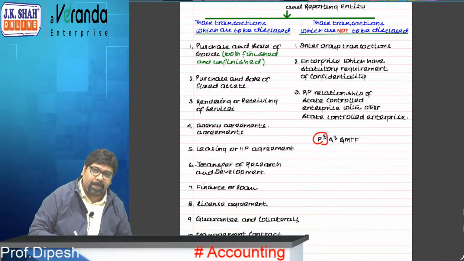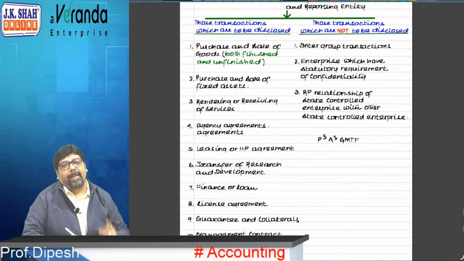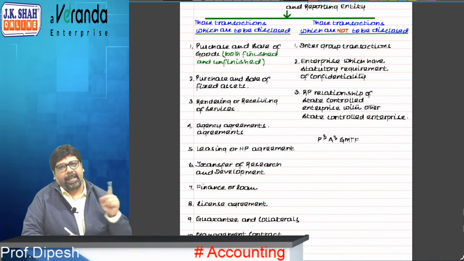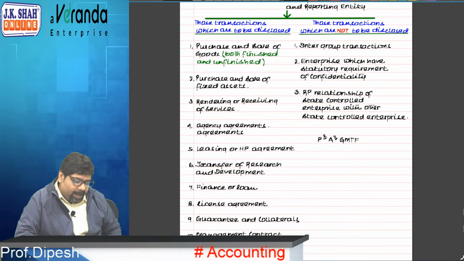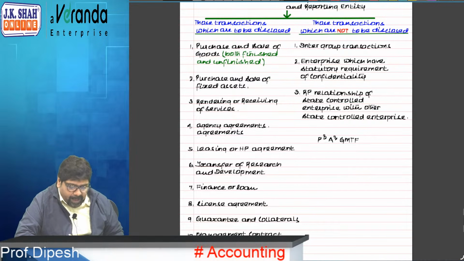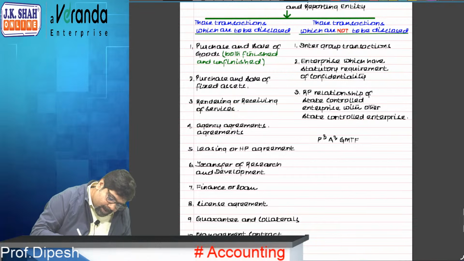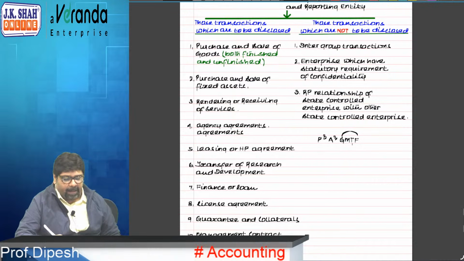P3 means purchase and sale of goods, services and asset. A3, licensing agreement, lease agreement and agency agreement. G, guarantee and collaterals. And management contracts. Transfer of research and development, finance and loans. This should be together: guarantee and collaterals and finance and loan; transfer of research and development, management contract. Then it will become easy.